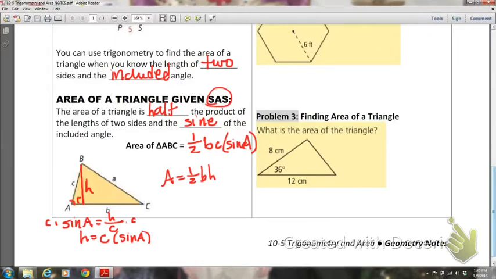If you substitute that in for the height in our normal formula for the area of a triangle, 1/2 the base times the height, that's where you get this formula. The area is 1/2 the base, which is B in this triangle, times side C times the sine of angle A. So we just substituted C times the sine of A in for the H of the height. So this is where this formula comes from. Let's take a look at some problems to use this.